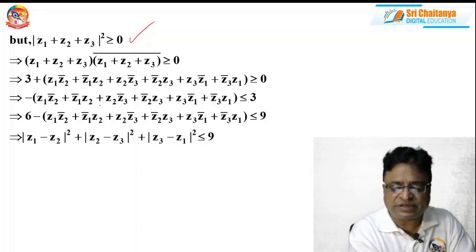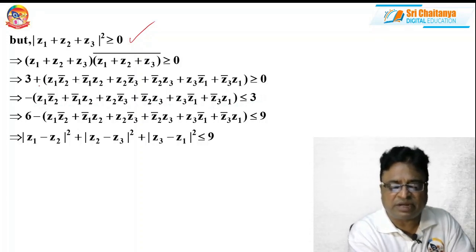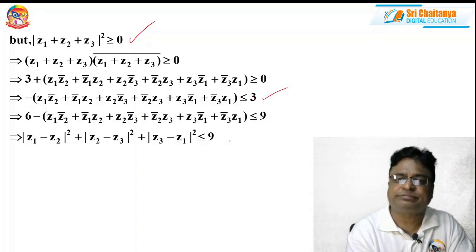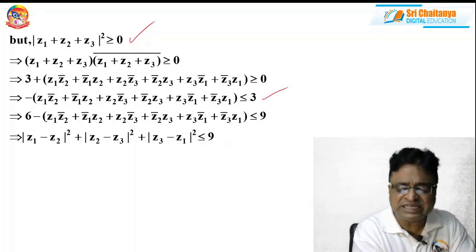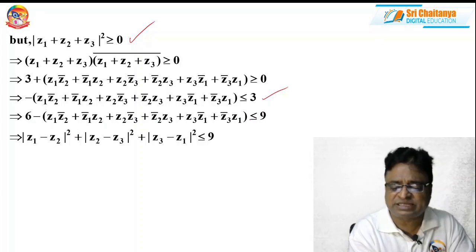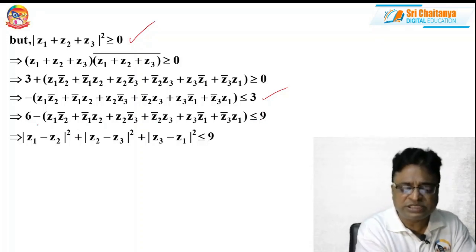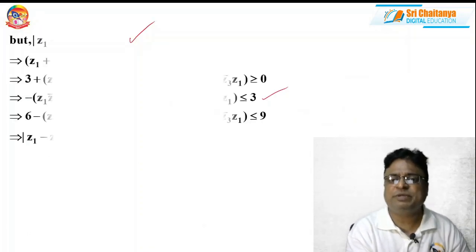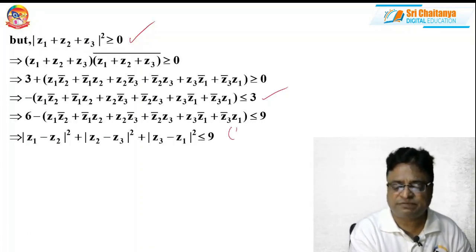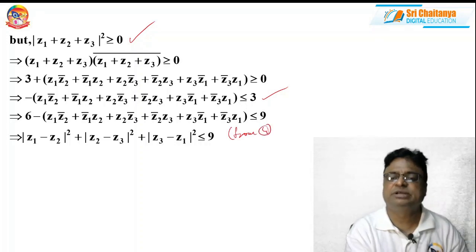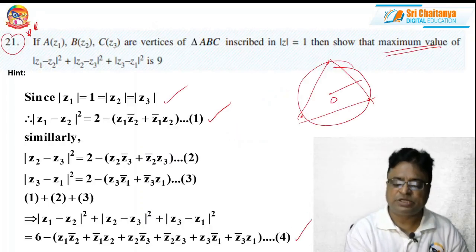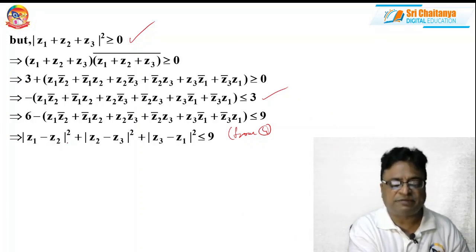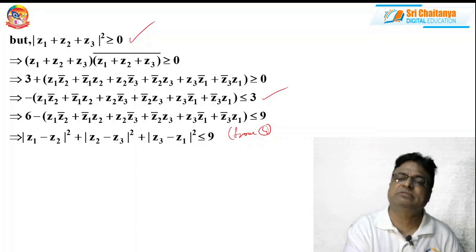So this term is greater than or equal to... if I send 3 to that side, then minus of this term is less than or equal to 3. If I add 6 on both sides, then this entire 6 minus of this is less than or equal to 9. What is 6 minus of something? This we already got from the above equation 4. So from equation 4, we got this. You just see equation number 4. So apply equation number 4. Therefore, this summation, that means the sum of the squares, is less than or equal to 9. Therefore, the maximum value is 9.